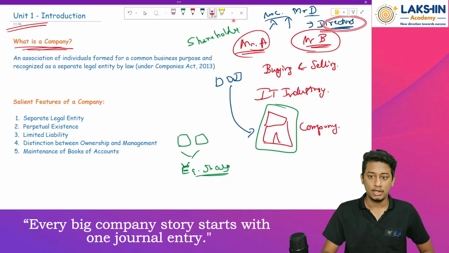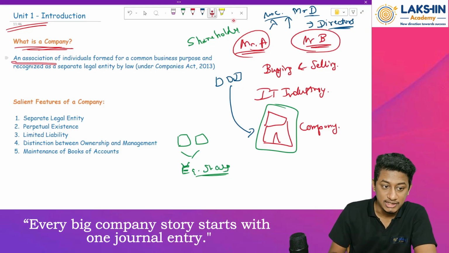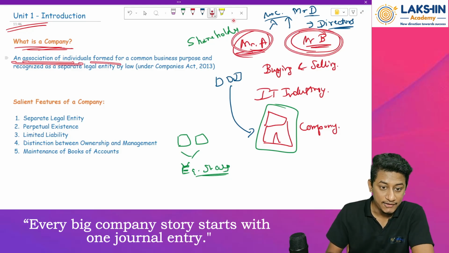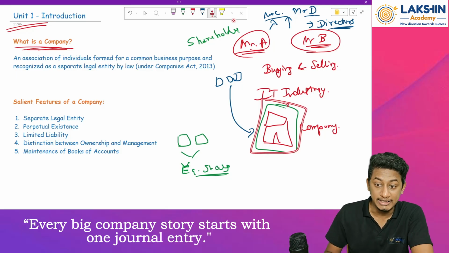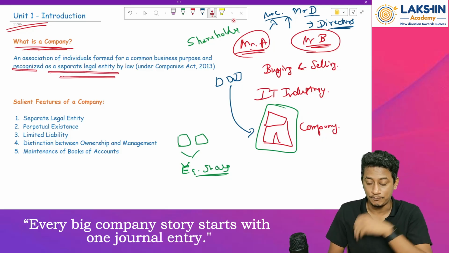Okay, so now going ahead, look at the definition once again. It is the association of individuals where Mr. A and B are coming together for a common business purpose, to run a separate entity or a company, recognized as a separate legal entity. So what do you mean by separate legal entity?